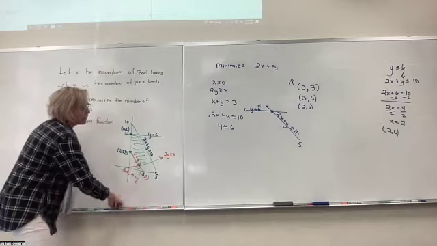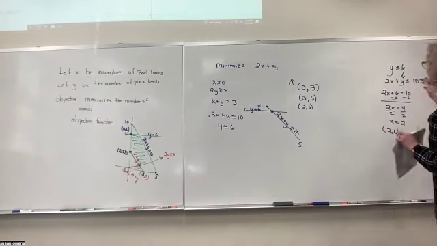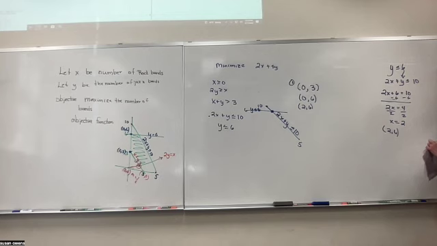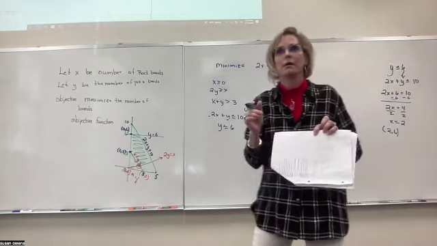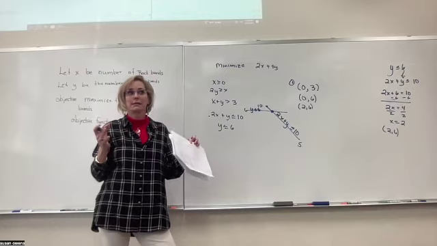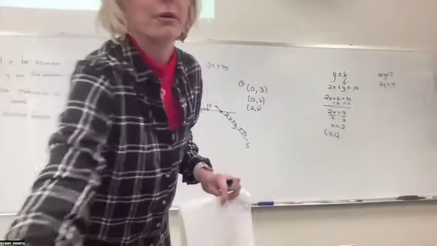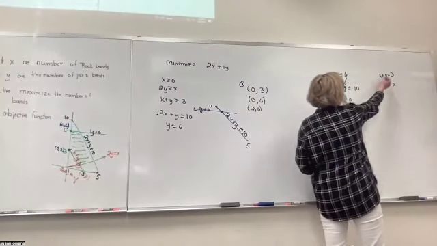Okay, so now we want to find the intersection of those two lines. x plus y equals 3 and 2y equals x. What's the easiest way to solve this one? Substitution or elimination? We know what x is, so probably substitution.